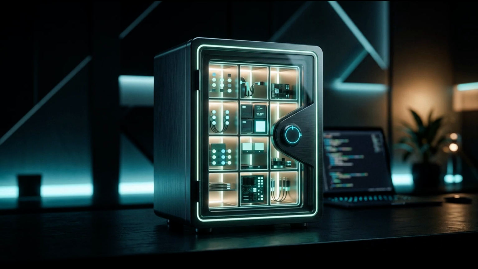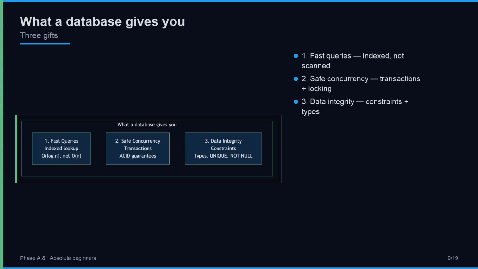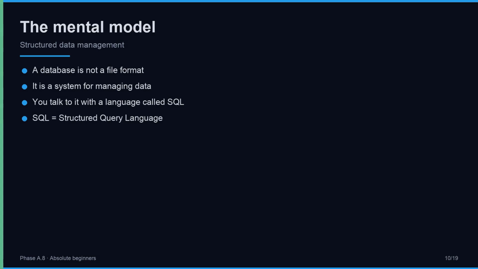A database is not magic. It is a tool designed for one job: storing, finding, and managing data efficiently. A system, not a format. So what does a database actually give you? 3 things. Fast queries, indexed lookup instead of scanning, so finding one record among millions takes milliseconds. Safe concurrency, transactions and locking, so 2 scripts can write at the same time without corrupting data. And data integrity, constraints and types enforced at the database level, so bad data is rejected before it enters. These 3 gifts are why every serious application uses a database instead of flat files. 3 gifts. Here is the mental model.